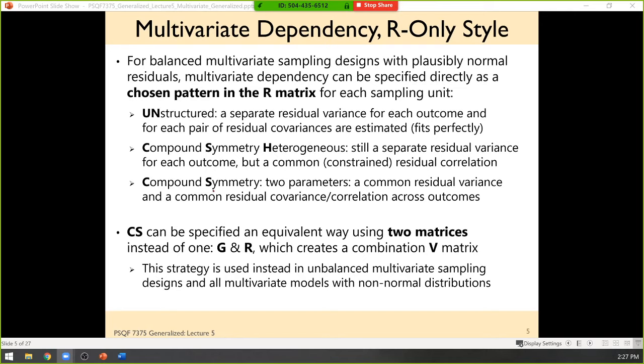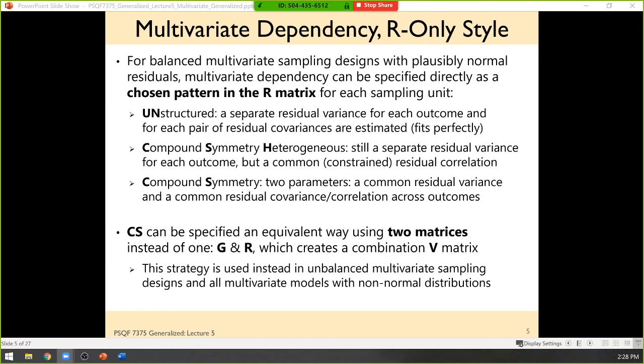The last one on the list is compound symmetry, which tries to save on both covariances and variances. It constrains all of the variances to be the same across outcomes and all the covariances to be the same. There are like 30,000 other kinds, but they are more relevant for R matrices that have to do with either spatial or temporal dependency. So these are the generic dependency ones that you would have available to you.